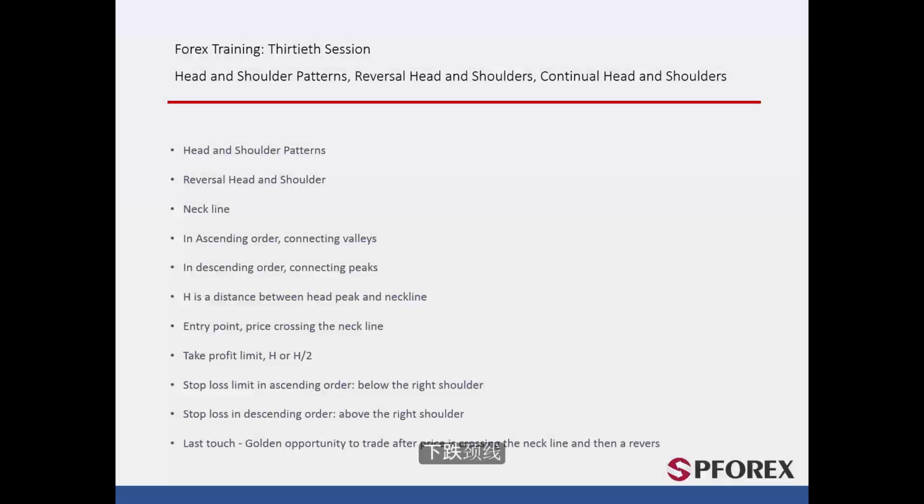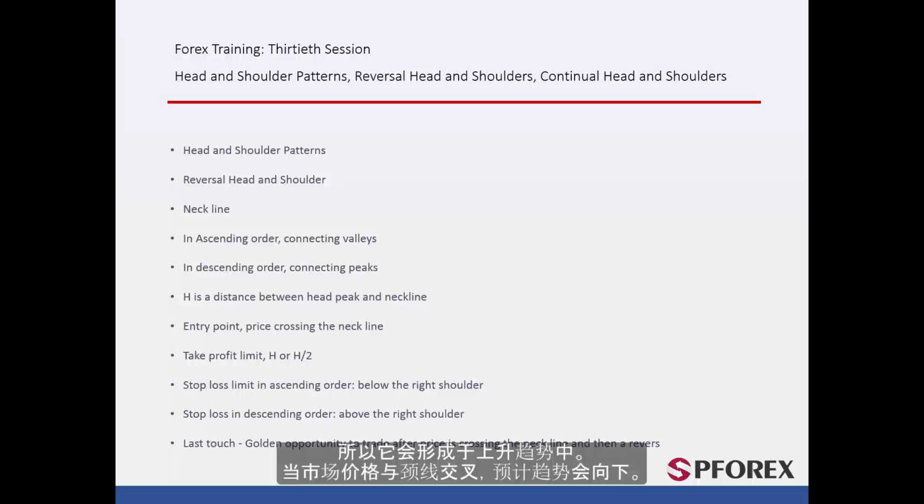Neckline downtrend. A neckline can be drawn by a trader through connecting the valley of the left shoulder to the valley of the right shoulder. The left valley is between the left shoulder and head, while the right valley is between head and right shoulder. Due to the fact that head and shoulder is a reversal pattern, this format will be formed on the upward trend. Consequently, the foreseen trend would be downwards as market price crosses the neckline.